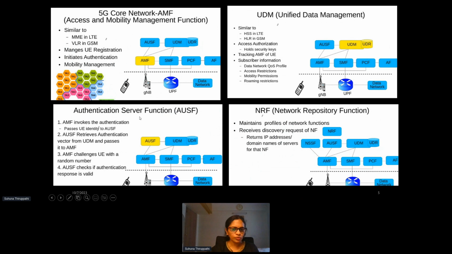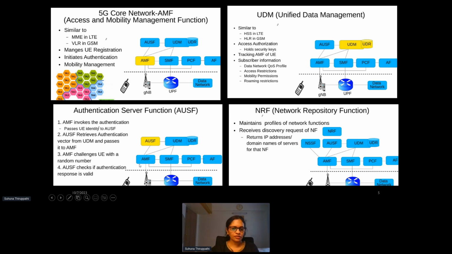Let me come to the Authentication Server Function. Here we have seen how authentication happens, right? When the mobile has to authenticate itself with the network, similarly the network has to authenticate itself with the mobile. For that, the authentication server function is used.